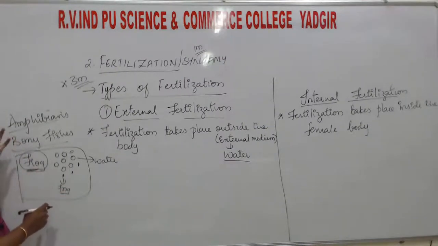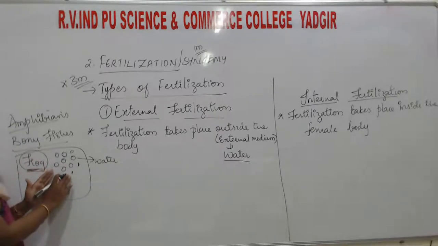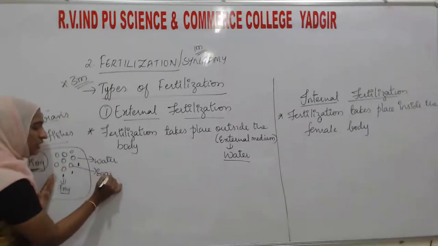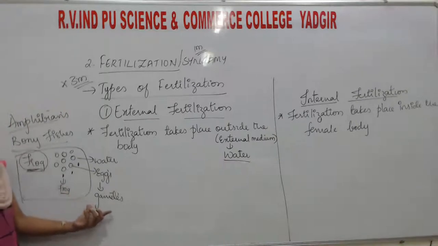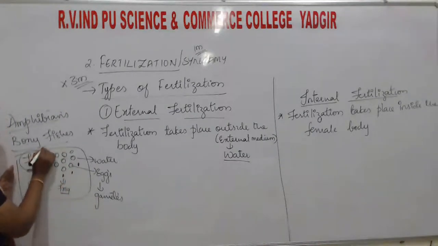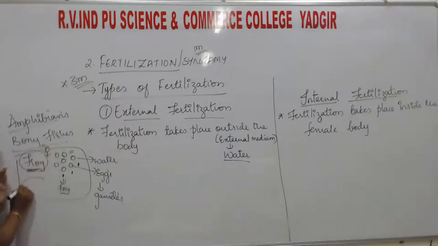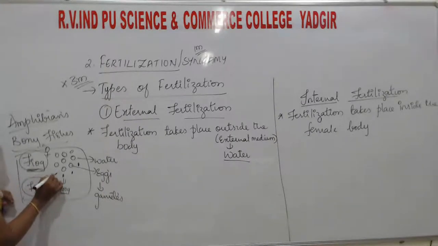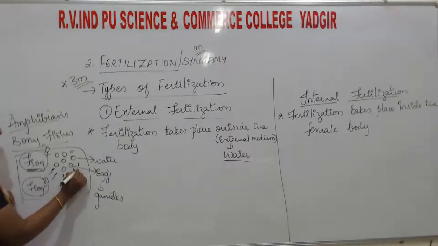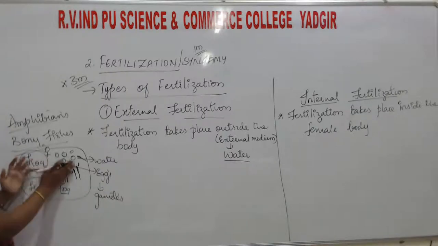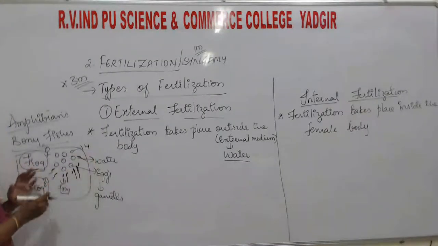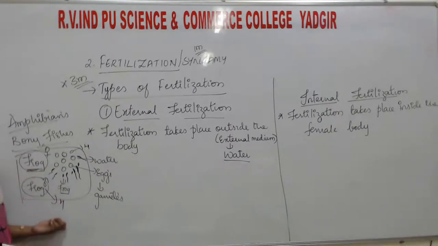So here, whatever the gametes, they are going to lay the eggs. Eggs means what? That is the female gametes. This is the female frog, and this is the male frog. This male frog also releases the sperms in the water. The male frog does not know how many eggs the female has laid. If the female frog lays 4 eggs, the male frog does not know that only 4 sperm have to be released.